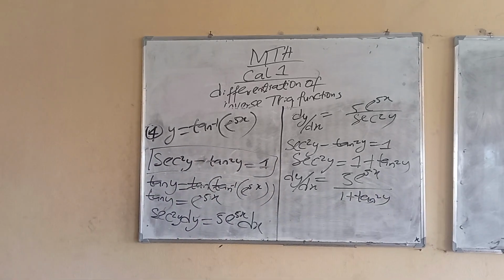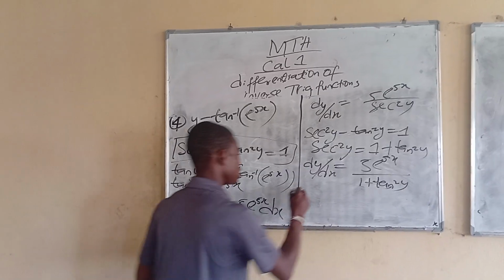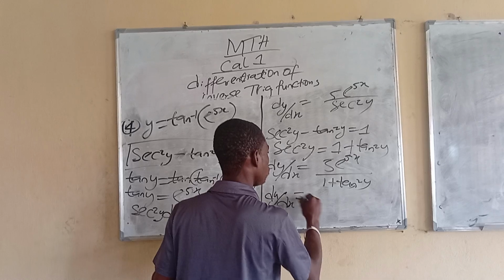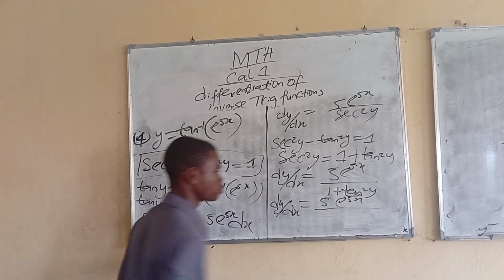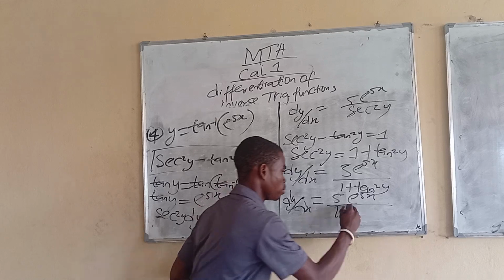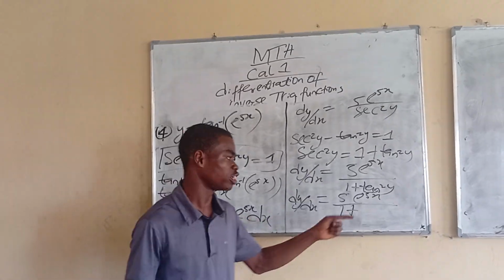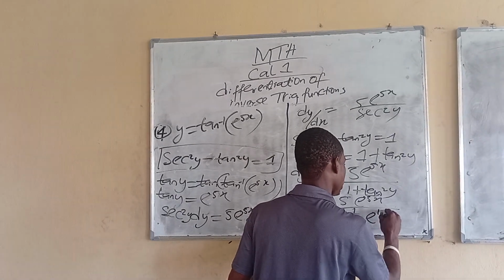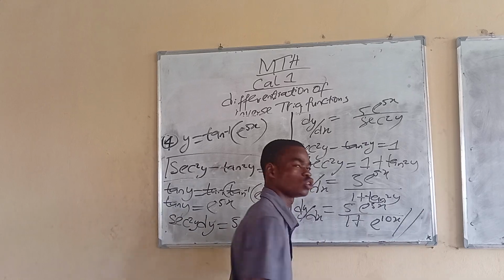So now, coming back here, what's your tan y? Your tan y is what? Exponential 5x. So dy over dx equals 5 exponential 5x, then 1 plus. Now tan y is what? Exponential 5x. So if you square it, you will get exponential what? 10x. So this is your final solution.